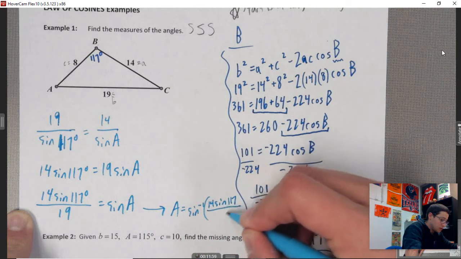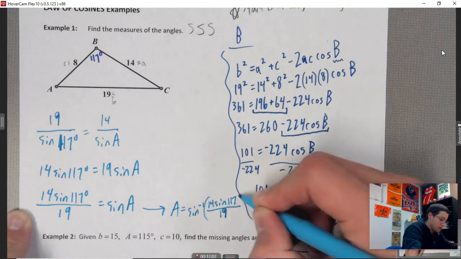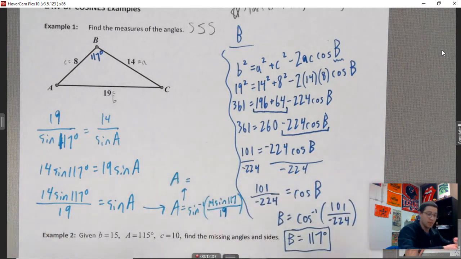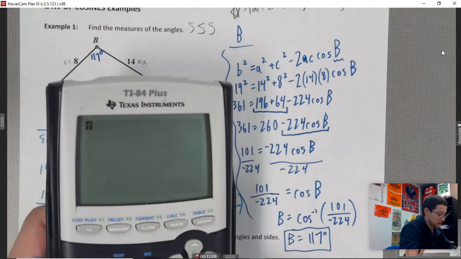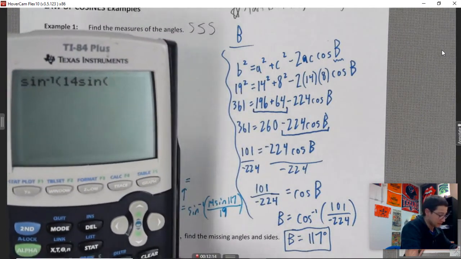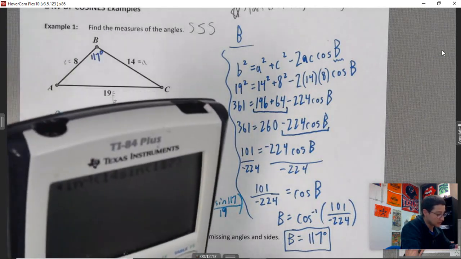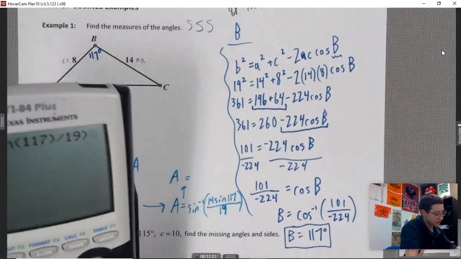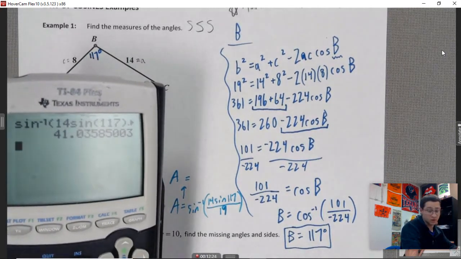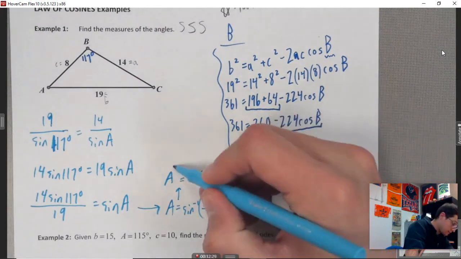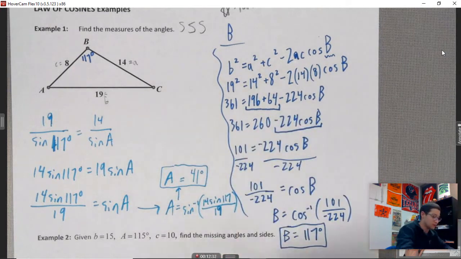Cutting it close here, barely able to fit it. I'll work up, just so you're not super confused. We've got sine inverse of all that we put there. So 14 times sine of 117. You know me, I'm weird about my parentheses, but I'll be bold today and just divide, and we are going to get 41 degrees there. That's A. So little a is 41 degrees.